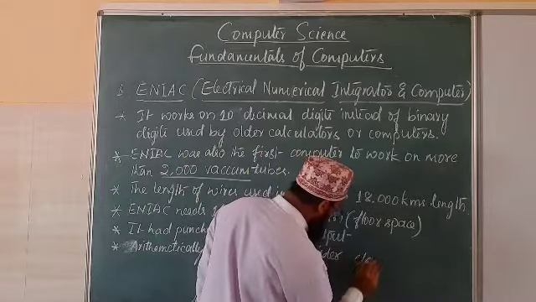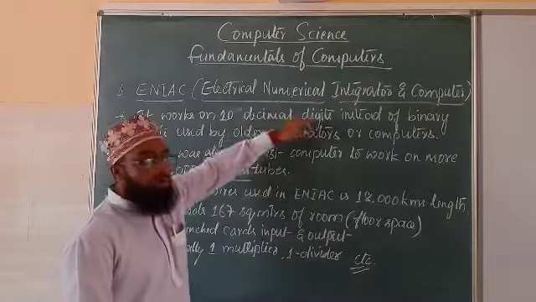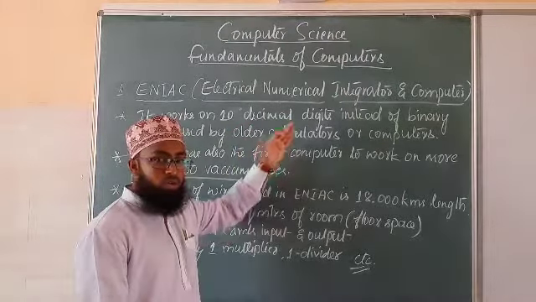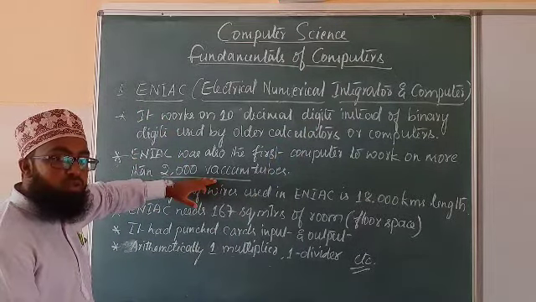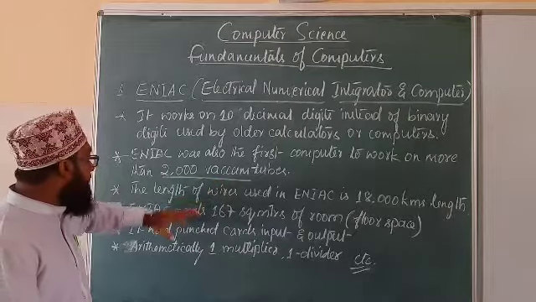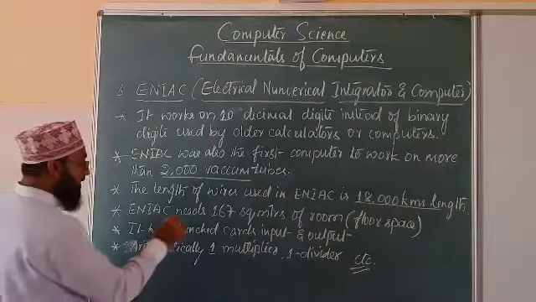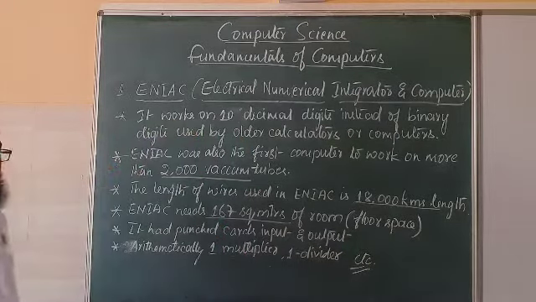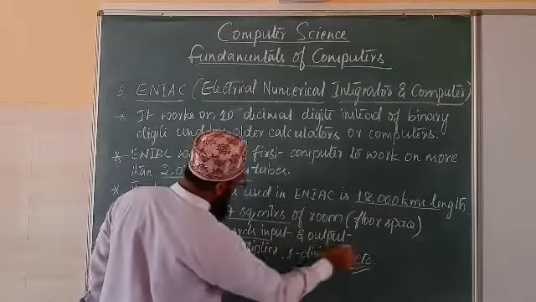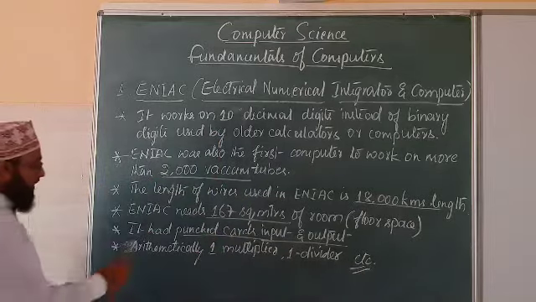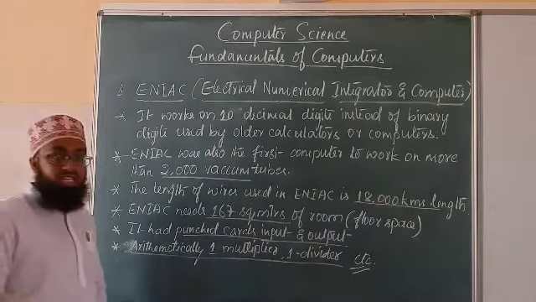Okay, just write these points regarding ENIAC. It works on 10 decimal points instead of binary digits like old computers. ENIAC requires 2000 vacuum tubes at the same time. It will use 18,000 kilometers length of wires, and it requires 167 square meters of room or floor space. It will use punched cards for input and output. For arithmetic operations, one multiplier and one divider is there in ENIAC.